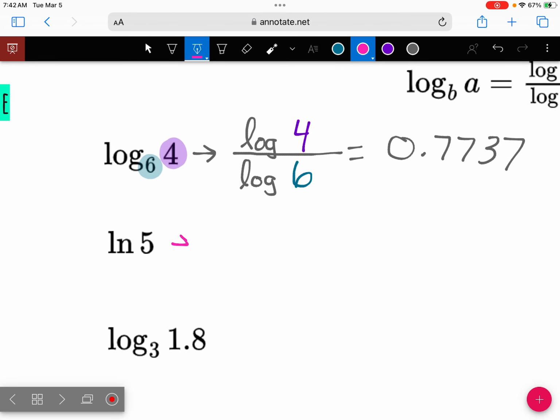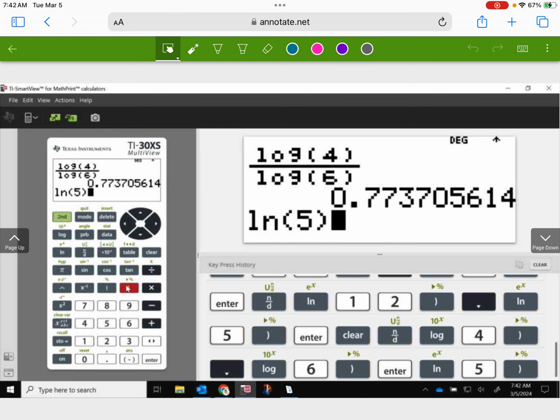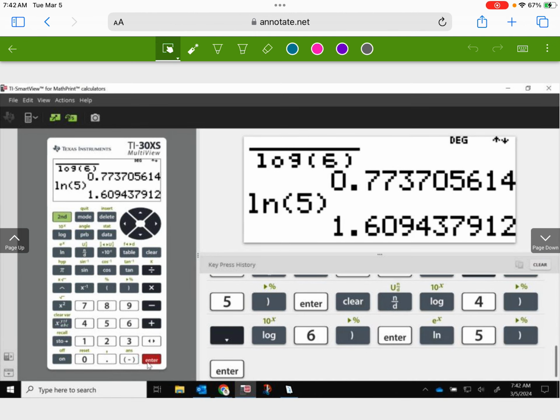So then we're going to do our natural log of 5, ln of 5. We don't have to do a change of base here. This is already a button on the calculator. So we can just straight up go in with ln of 5. ln's a button on the calculator. It's right here. So we're going to take our 1.6094.